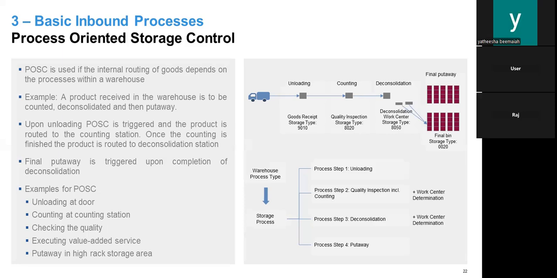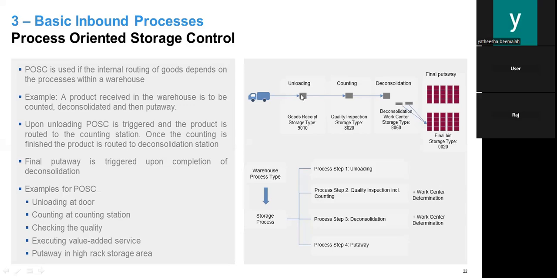When you receive the pallet from the external supplier, it contains multiple products. Then we do the unloading, the first step. Once unloading is done, it will automatically create the... You can just forget about the counting. I will explain about the deconsolidation. So this counting you can forget.